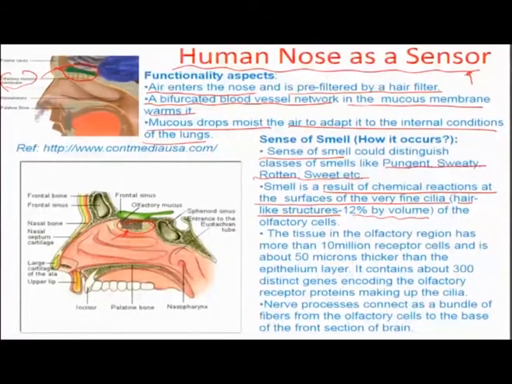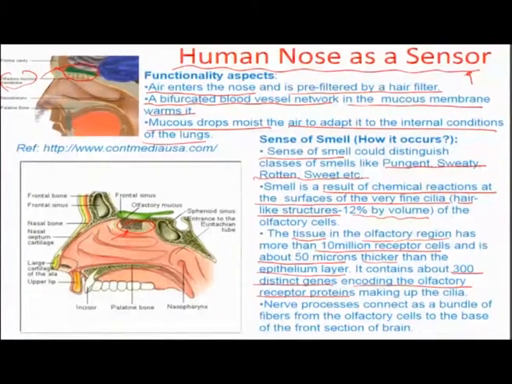If we look particularly at the tissue which makes up this olfactory region, it has more than 10 million receptor cells, and the tissue is physically about 50 microns thicker than the epithelium layer, containing about 300 different genes which can encode the olfactory receptor proteins on the hair-like cilia. This continuous encoding of different genes, resulting in the generation of a sequence of amino acids from the cilia, is what makes the sense of smell come up.